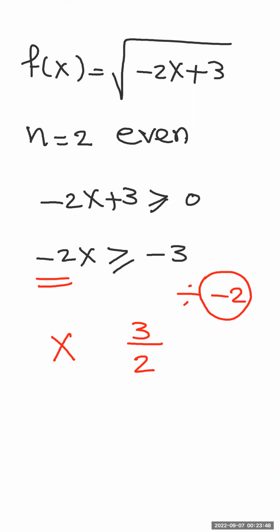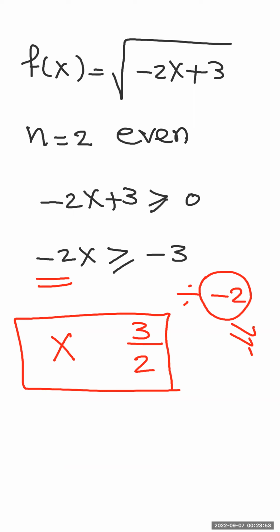Okay, then what about the symbol? Dividing or multiplying an inequality by a negative number means changing the symbol. It was greater than or equal, and it becomes smaller than or equal.